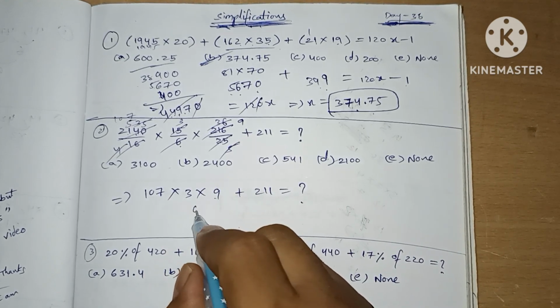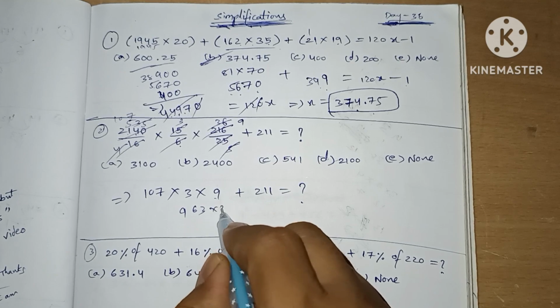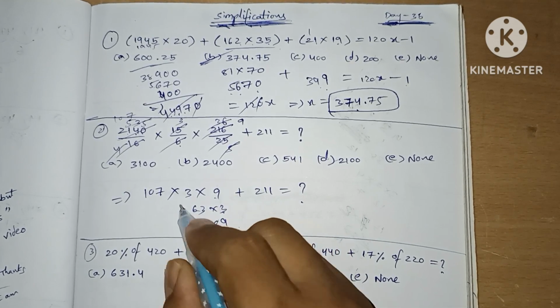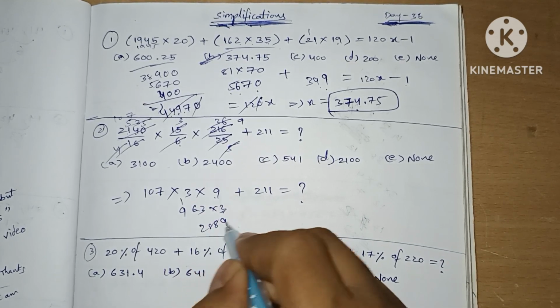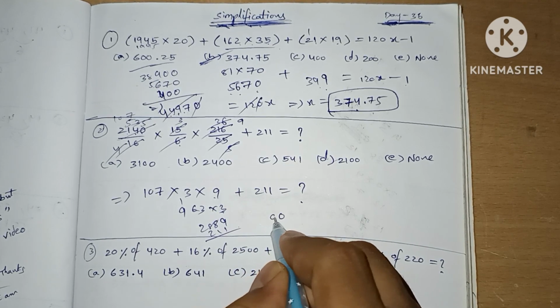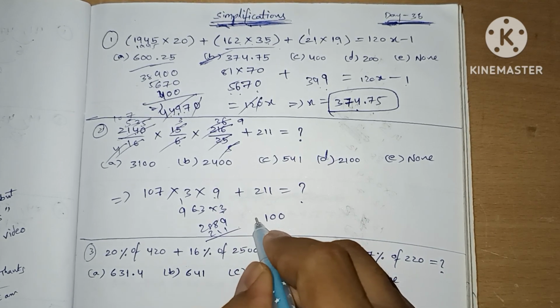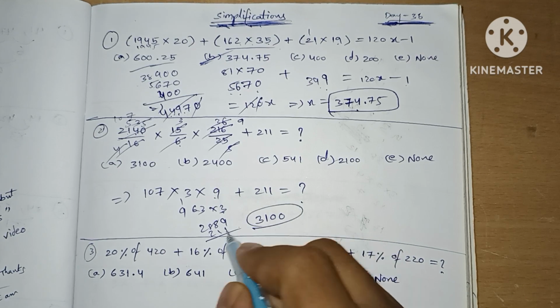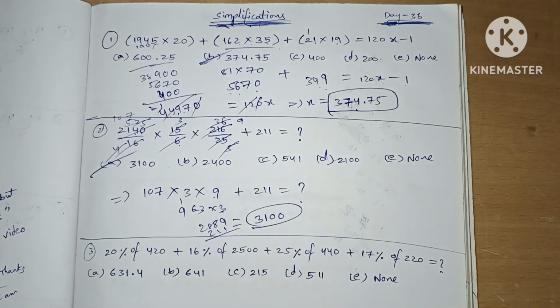9 7 times 63 and 9 into 3. 3 3 times 9 9 18 and 9 27 28 288 9 plus 211 we get 0 0 1 3. So answer will be 3100. Option A is our answer.